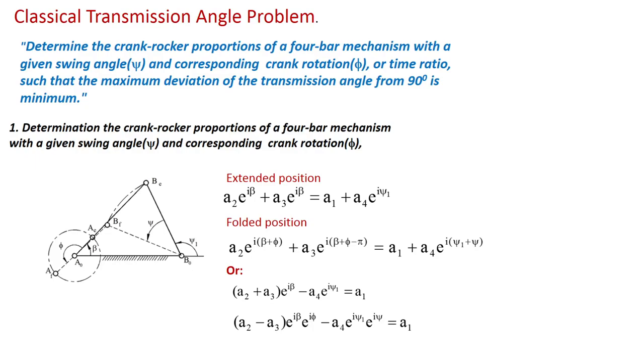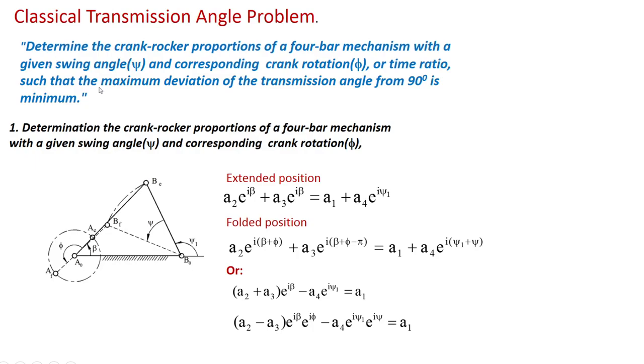Now, I can divide this problem into two portions. One is to determine a four-bar mechanism of crank-rocker proportions, the link lengths, that has a certain swing angle psi and a crank rotation phi. First, I have to solve that. And then I have to determine the optimum in terms of transmission angle. That's the second part, the optimization part. Now, at the extended and folded positions, notice these are the triangles.